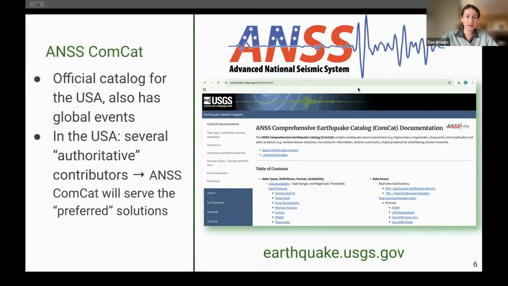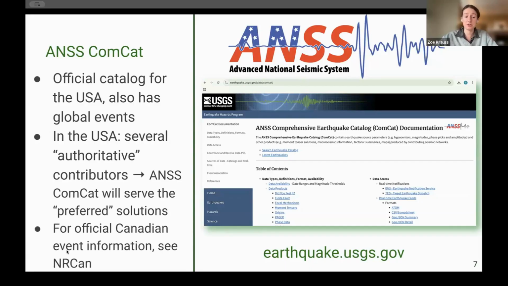So the number one source, which I'm sure many of you are familiar with, is the ANSS ComCat. This is the official catalog for the US, also including global events. And this is the main landing page for that and has lots of different data products you can parse through. The ANSS pulls data from several authoritative contributors. These are the regional seismic networks: Washington and Oregon, the Pacific Northwest, and Columbia, it's the National Earthquake Information. And for events occurring within the Canadian network, Natural Resources Canada is probably the best source for the most accurate source parameters there.